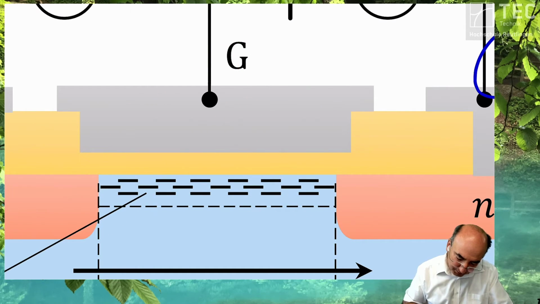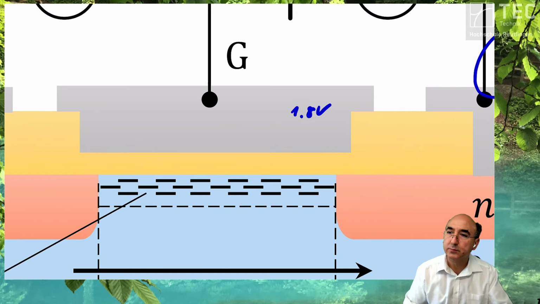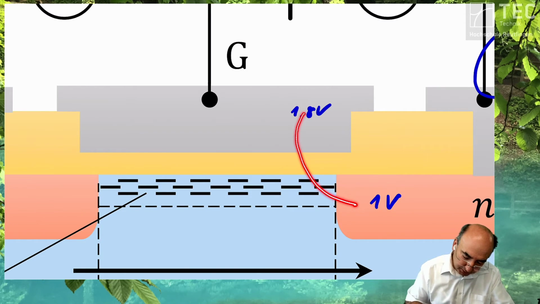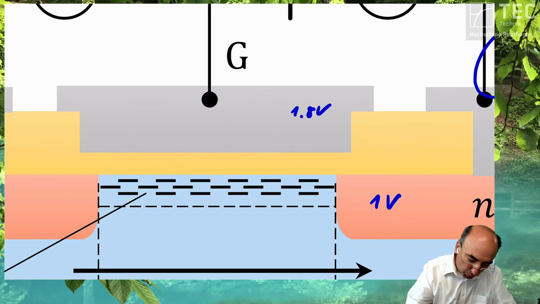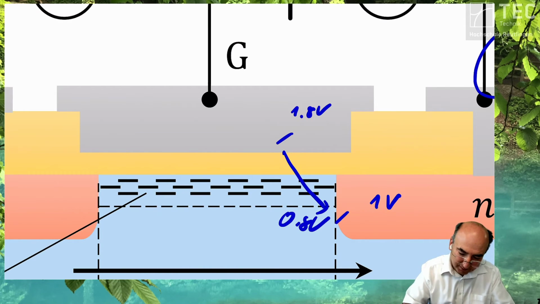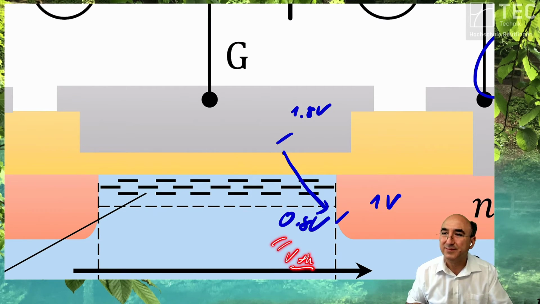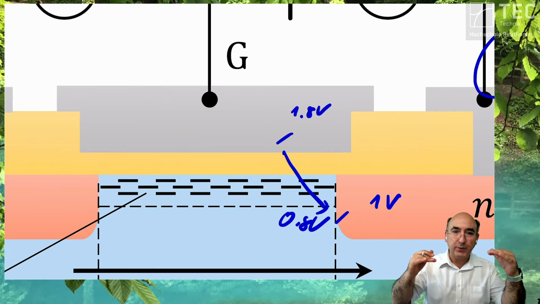Now, if this potential is at 1.8 volt, and if this potential is at 1 volt, what is the potential difference crossing this area? It's 0.8 volt. That means threshold voltage. So if I compare it, like doing the following stuff.